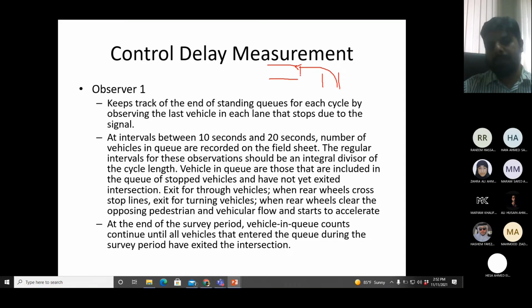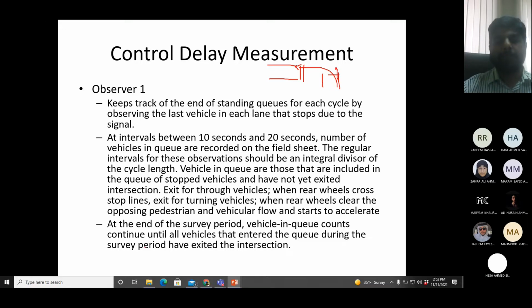On this side there may be a stop line or a pedestrian crossing. Until the turning car crosses the pedestrian crossing or the stop line, it will be considered part of the queue. For a straight, through movement car, when it crosses the stop line, you consider it to have left the queue. So until the straight car crosses the stop line or a turning car reaches the other side, they are considered part of the queue, and you keep on counting them.